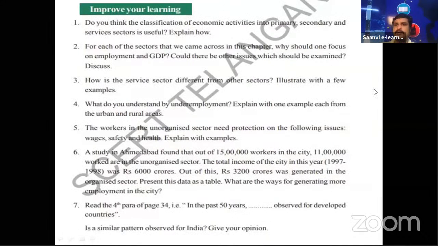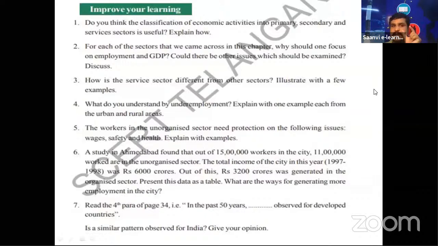Question and answers you already have in the concept book. So don't try to copy from anywhere. A small request, please try to write your own. Very easy questions. If you want, I can go through. Do you think the classification of economic activities into primary, secondary, and service sector is useful? Yes, absolutely, because we have to understand all the sectors and the contributions of different sectors. We can analyze. So that is the importance of understanding these three sectors. And for each of the sectors that we come across in this chapter, why should one focus on employment and GDP?